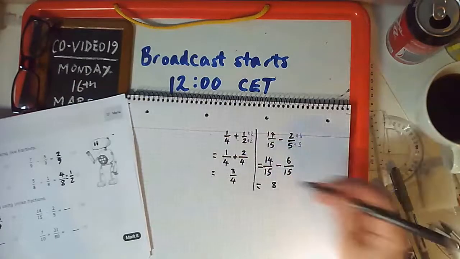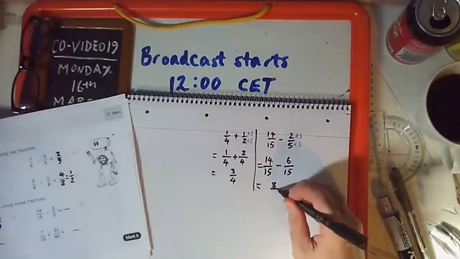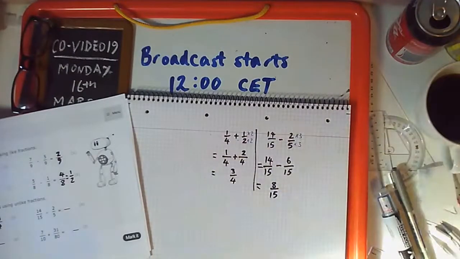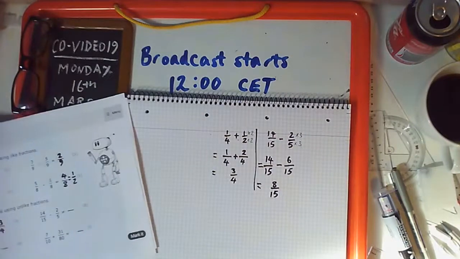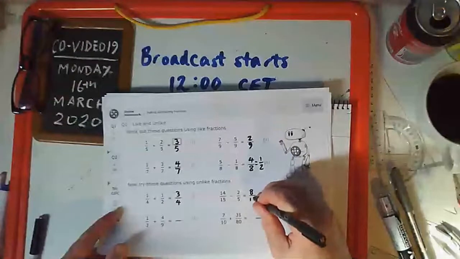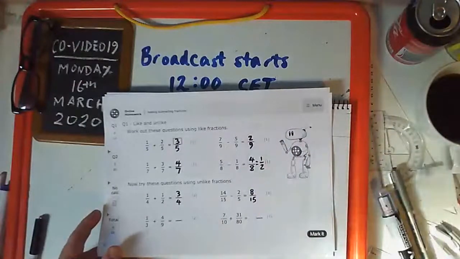Okay, so 14/15 minus 6/15. So you just subtract the tops. 14 minus 6 is 8, and then the bottom number remains the same, 8/15. So all of these are pretty much like that.